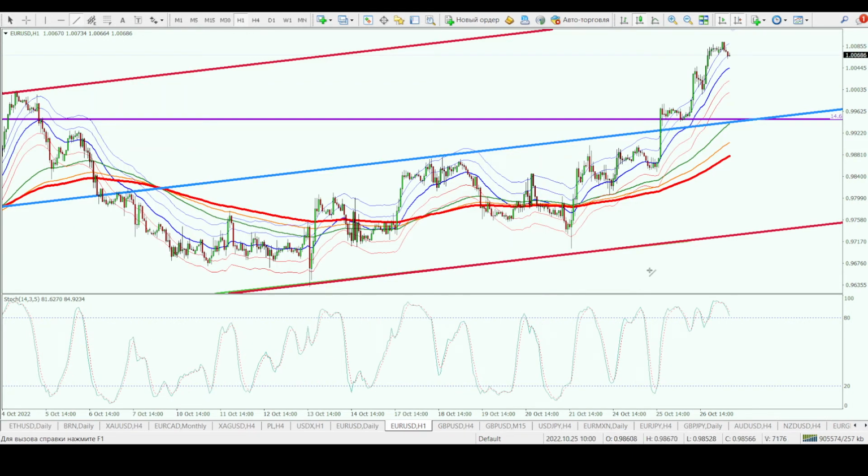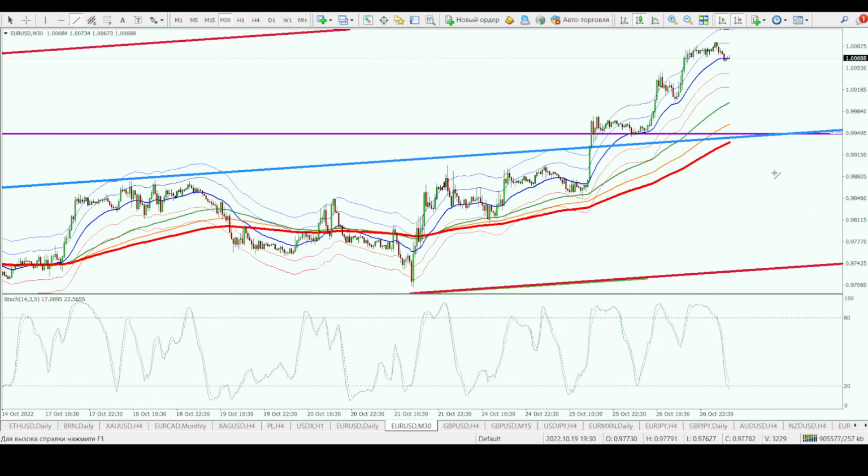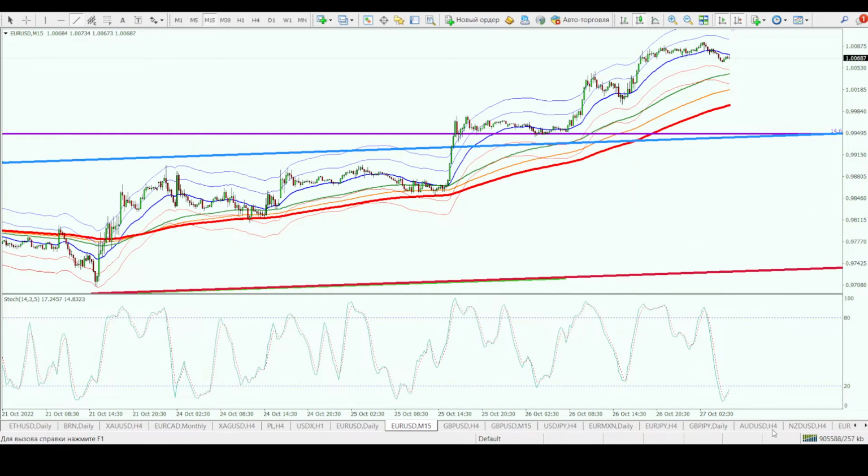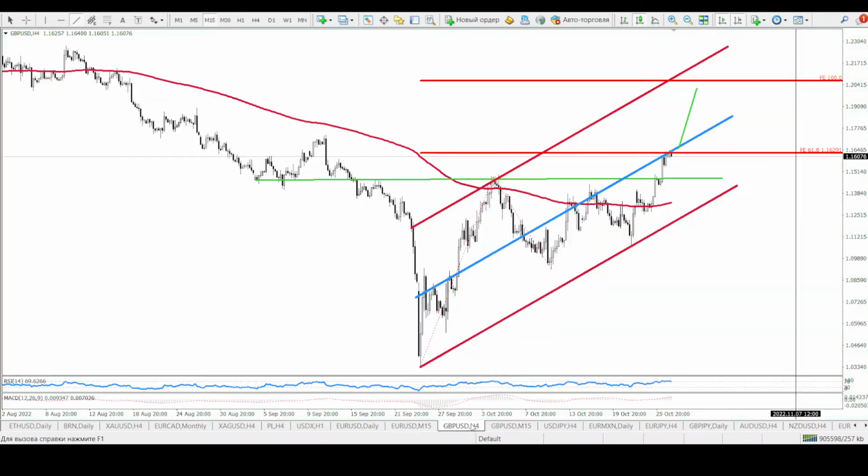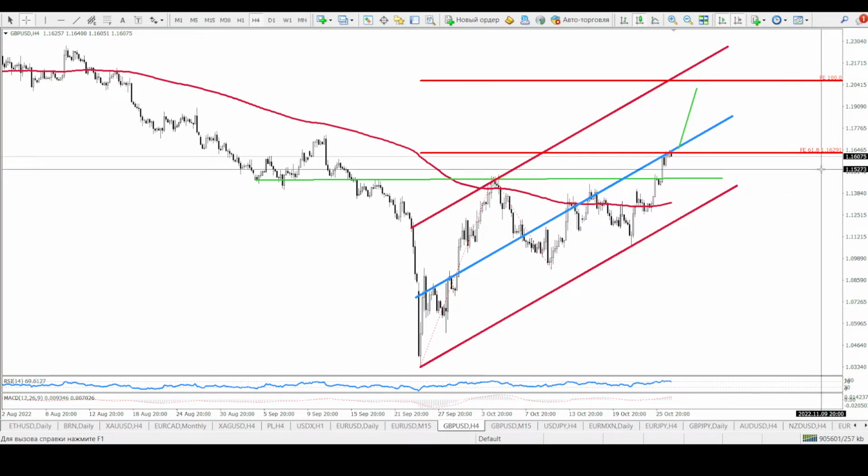Entry point for you is from the 200 moving average on the 15-minute chart and on the 5-minute chart, together with the stochastic oscillator signal. I hope it will work for you. For the Great Britain pound, this is the general picture that I work with.